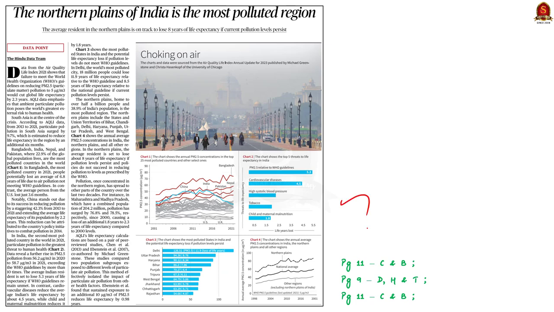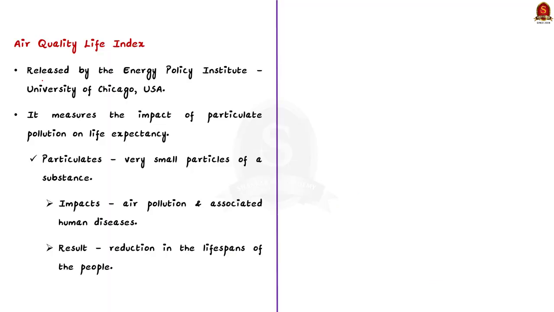Look at this data point article. It provides us some data about particulate matter pollution in the world and the associated health complications. See, the data was sourced from the Air Quality Life Index 2023, which was released recently. So in our discussion, we will first see the basics about the Air Quality Life Index and we will try to understand the data provided in the article. Now, let us start with the Air Quality Life Index. The Air Quality Life Index is an air pollution update.